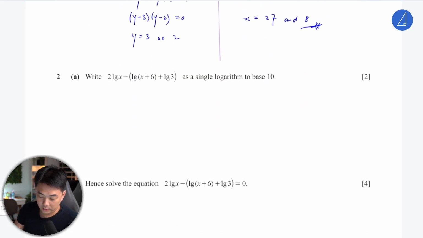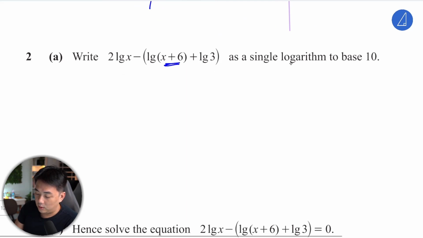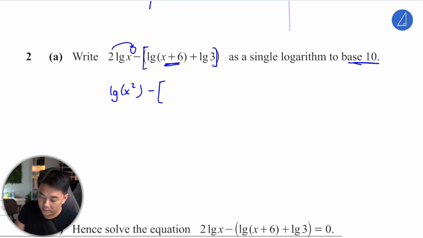Let's look at the next one, which is to write 2 log x and log x plus 6 log 3 as a single logarithm to base 10. This is already base 10. In order for us to use the logarithmic laws, we need to make sure that this is 1. So we're going to bring the 2 up here. Remember to bracket this. Students usually forget to bracket them, and the downfall is that there are a lot of careless mistakes there. So be careful with that.